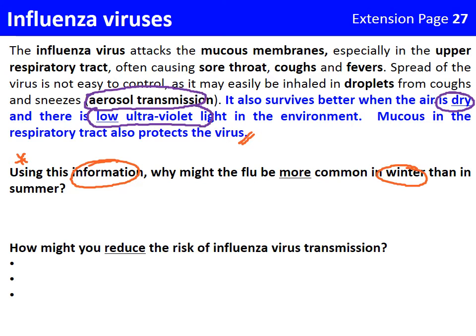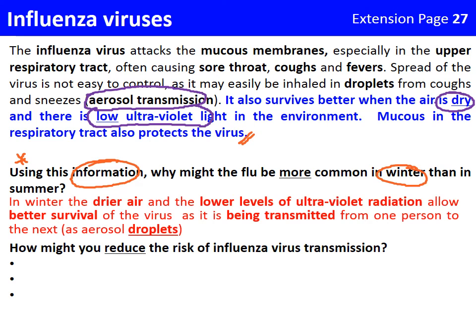So why would the virus be more common in the winter months compared to the summer months? Well, we know actually during the winter months, the air is actually drier compared to the summer months. So obviously a lot of the water's frozen. We also know there's less sun in the winter months, so there's actually lower ultraviolet light. So the influenza virus is more likely to survive and not be damaged as it's being transmitted from person to person in these water droplets in the atmosphere. So in winter, the air is drier, there's lower levels of UV radiation, better survival of the virus, so it can be transmitted through the aerosol droplets.